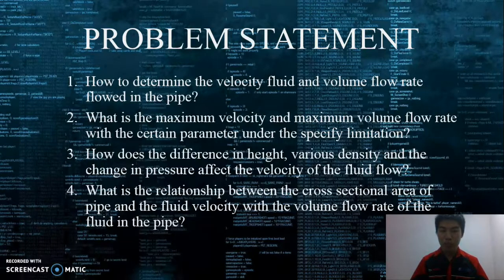And then, since there are a lot of variables inside, we also need to know the problem we face: what is the relationship between the variables, for example height, density, and pressure, and their effects on the overall fluid velocity as well as the volume flow rate in the system pipe. Lastly, the volume flow rate equation also involves the cross-sectional area of the pipe. So we also need to determine what happens if the cross-sectional area increases or decreases, and how this affects the overall volume flow rate.